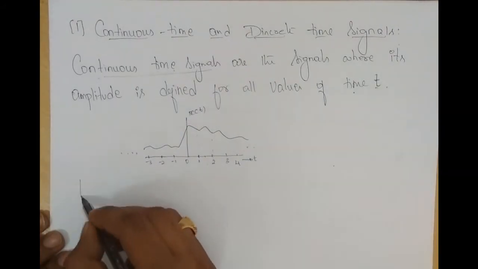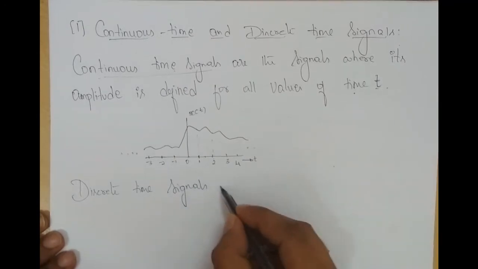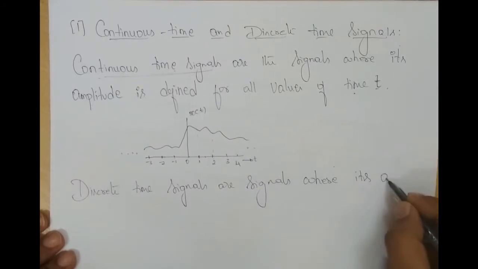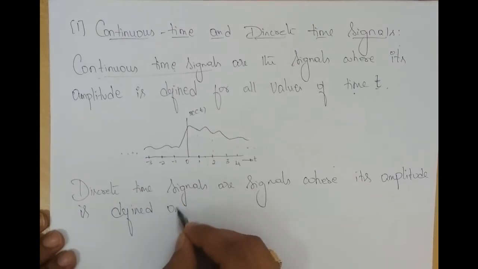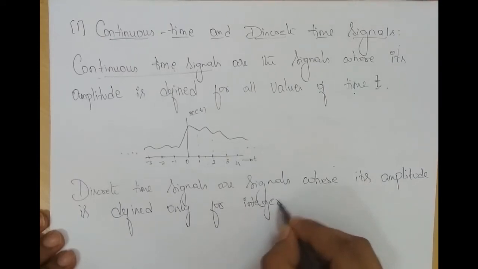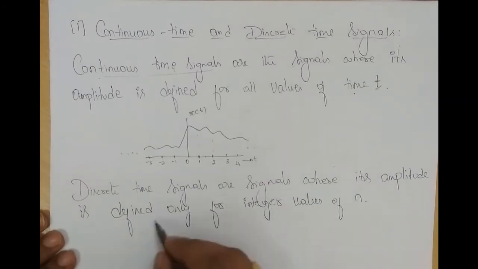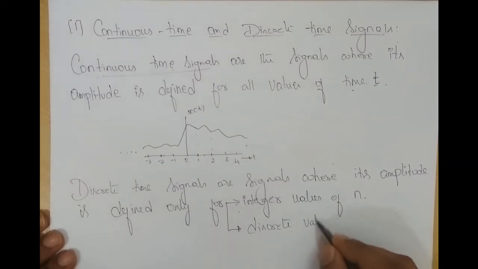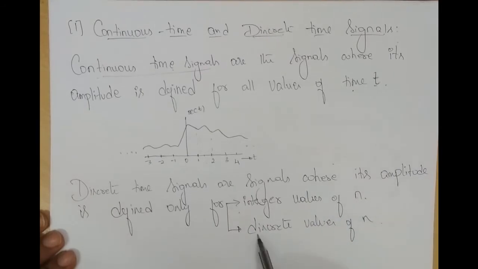Okay. Whereas discrete time signals are signals where the amplitude is defined only for integer values of n. Or I can even say it is defined only for discrete values of n.